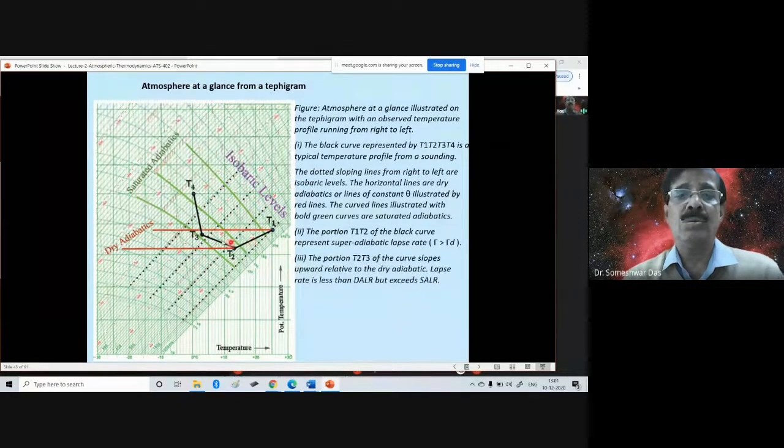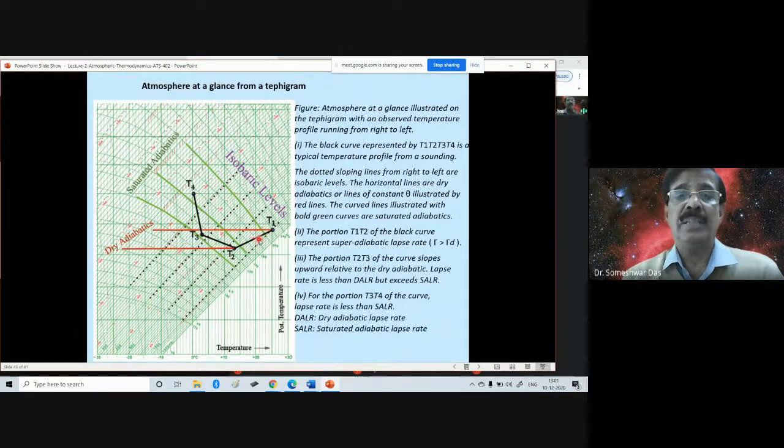The portion T2 to T3, the curve slopes upward relative to the dry adiabat. Okay, lapse rate is less than the dry adiabatic. So in this layer, lapse rate is less than the dry adiabatic, but exceeds the saturated adiabatic lapse rate. In this layer, the lapse rate is less than the dry adiabatic, but more than the saturated adiabatic lapse rate. Whereas in this layer, the lapse rate is more than the dry adiabatic lapse rate, and so it's called the super adiabatic lapse rate. Okay.